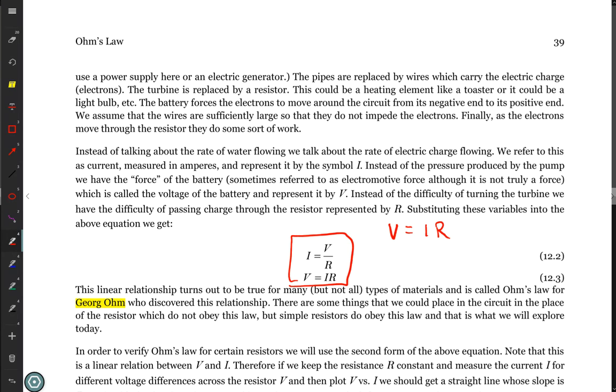V equals IR, where V is the voltage drop across a resistor. That's the difference between one side and the other side, the energy of the charge going in to the energy of the charge going out. I is the current going through the resistor. Notice the difference in the words. Voltage across, the difference between the top and bottom. Current through, going through. And R is the resistance. So that was Ohm's first law.